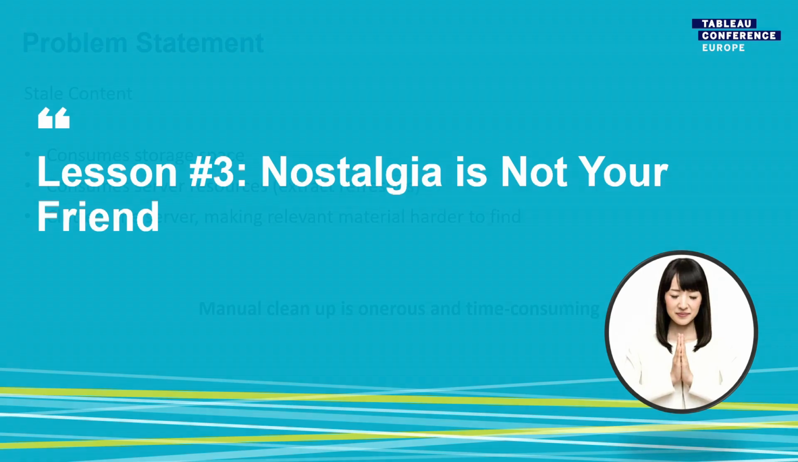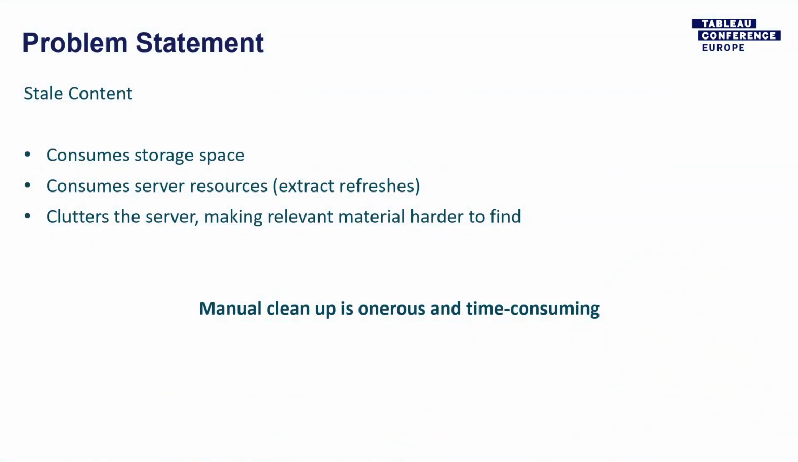So why do we care about this? It creates a couple of problems. First of all, it consumes storage space, especially when you publish a workbook with an extract. It consumes server resources, in particular extract refreshes. We see this situation when users are given freedom to choose whatever extract schedule they want, and naturally, without any bad intent, they always go for the most frequent one, which is every 15 minutes. What ends up happening is we have these extracts being refreshed every 15 minutes, and that's a very resource-intensive task, right? So somehow you want to control that situation.